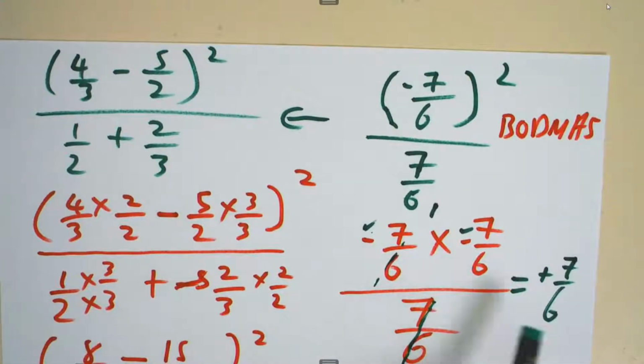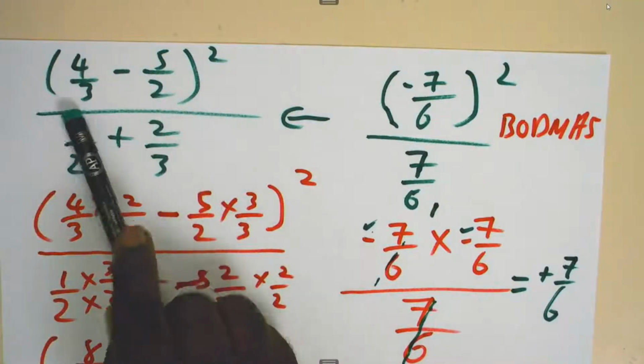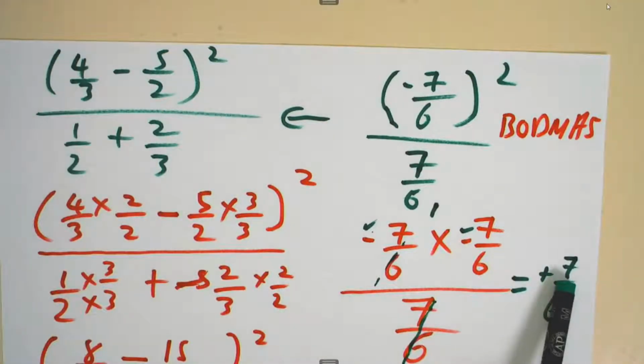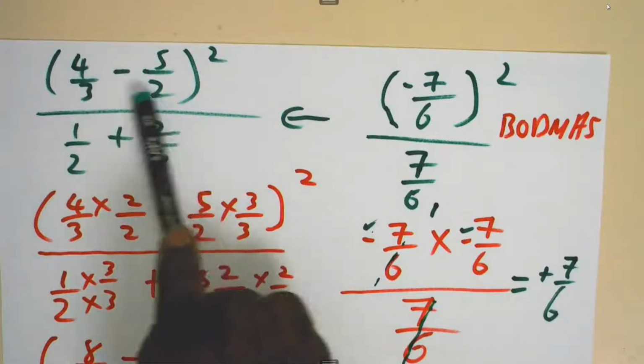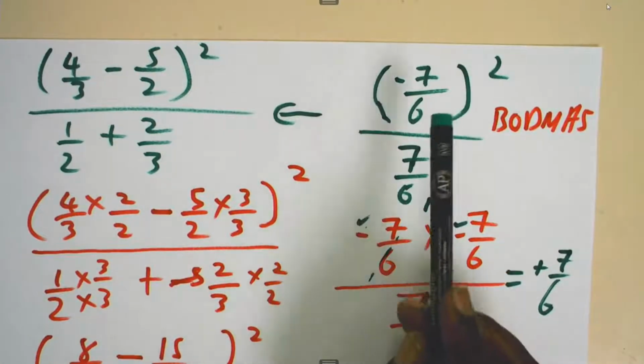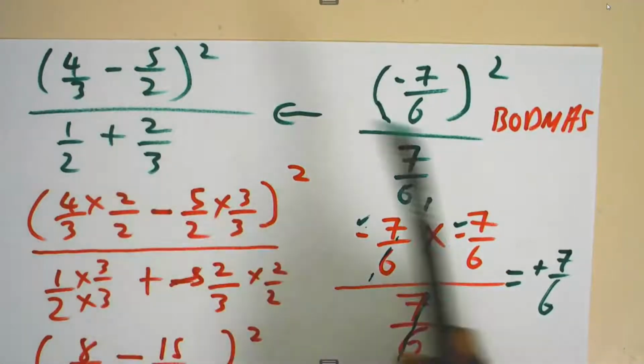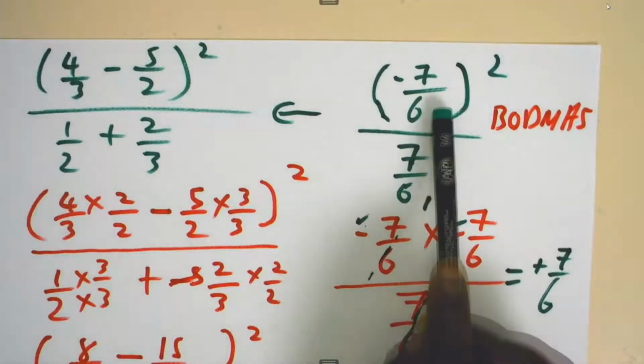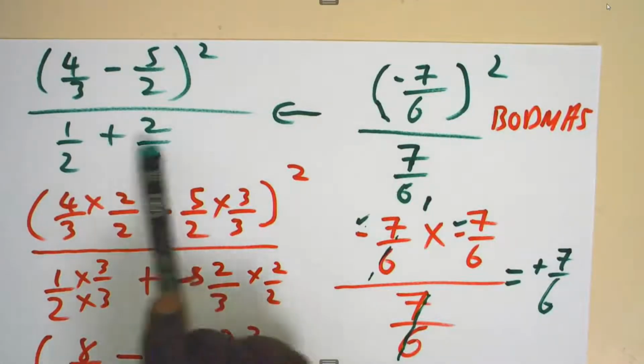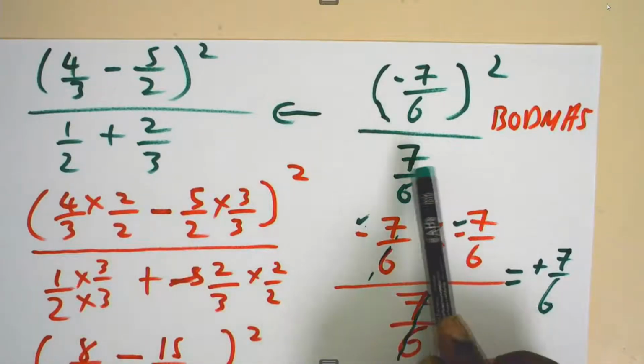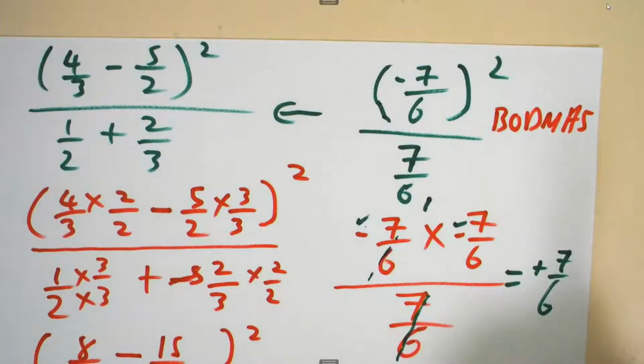You still remember where it comes from? This is where it's come from. We dealt with what is in the bracket, sorted out what is in the bracket, and you end up with this. Those were our fractions, how we deal with our fractions, just reminding ourselves.